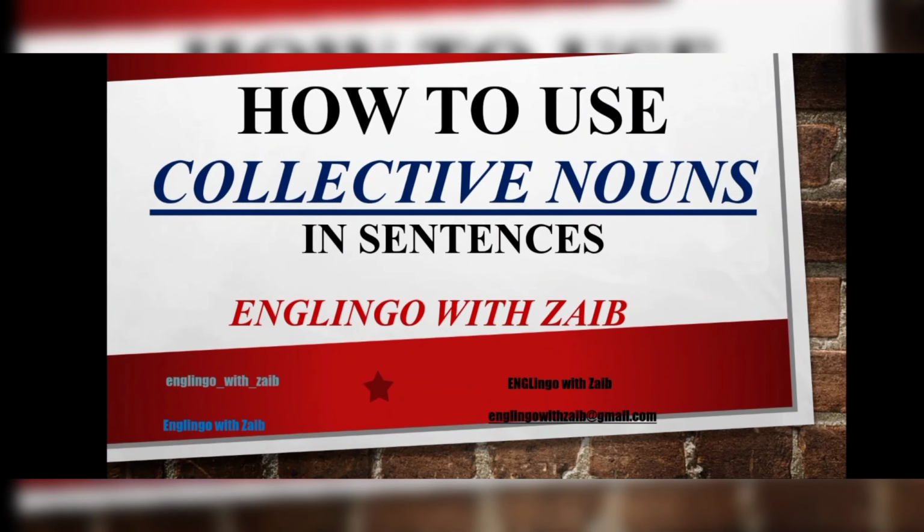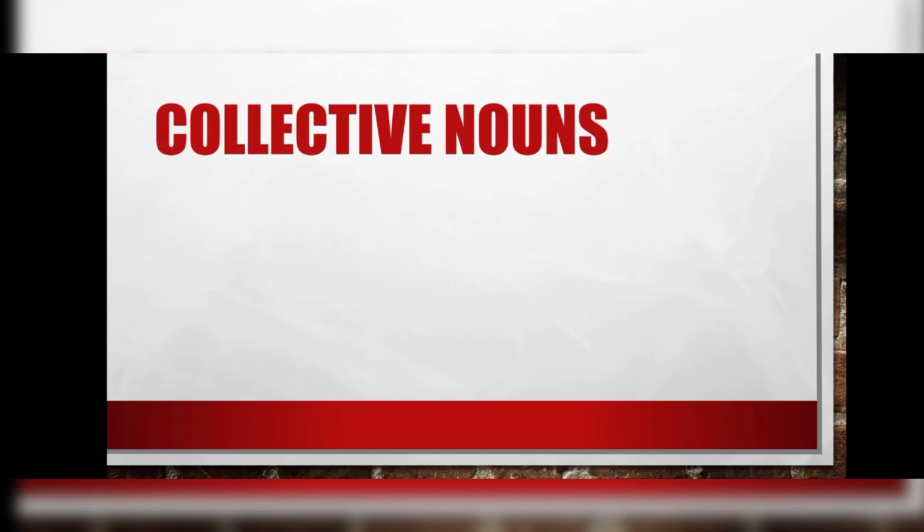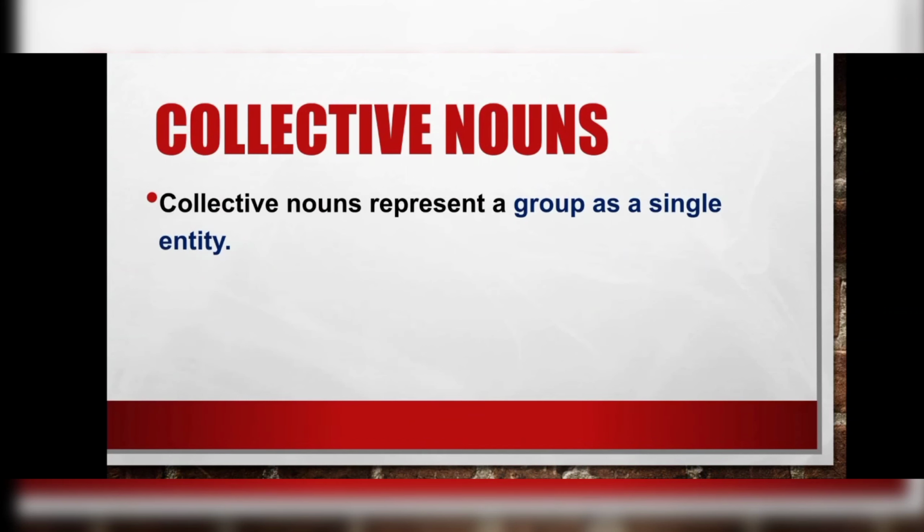Today we are going to study how to use collective nouns in sentences. In our last class, we studied types of nouns, and collective nouns are one of them. So just give me a quick recall about collective nouns: what are these? Collective nouns are those nouns which represent a group as a single entity. It means that we have some collection of things and we categorize them as one whole.